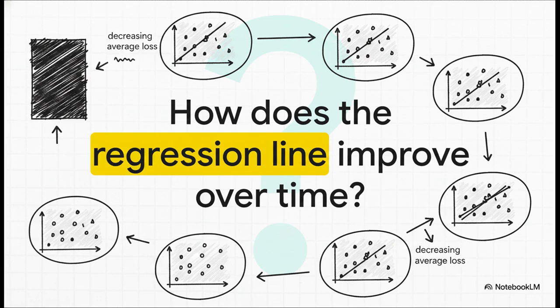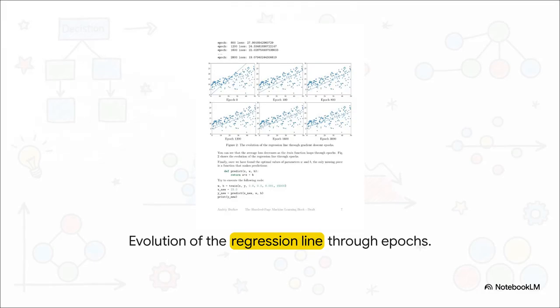But what does that actually look like visually as the machine is quote-unquote learning? Oh, this is the ultimate visual payoff right here. Notice what happens as the algorithm learns. At epoch 0, the line is wildly off. It's essentially flat at the bottom.